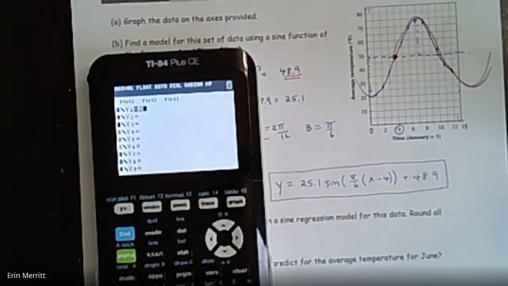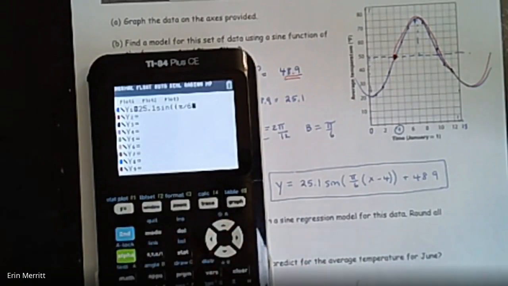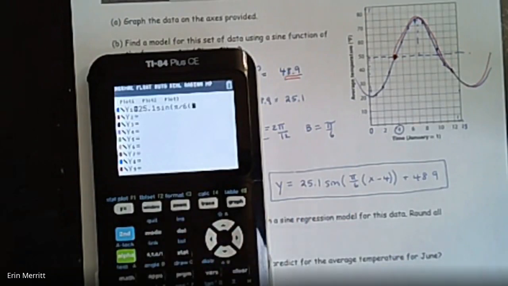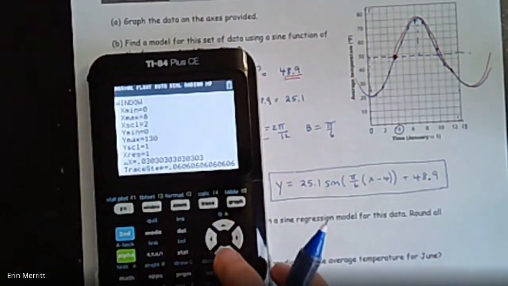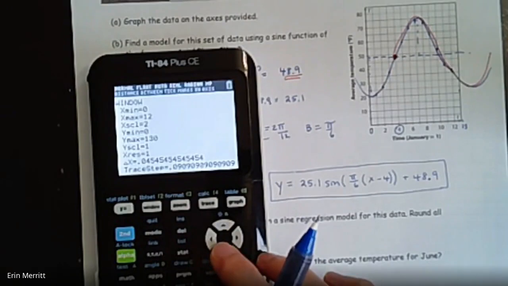All right. So let's type in 25.1, and then sine of pi over 6. Whoops, I think I got an extra parenthesis going on there. Let me get rid of that. Pi over 6. Now we can use a parenthesis. X minus 4. And then close that up. Plus 48.9. Make sure when you type it in, everything's typed in carefully. You should still be in radian mode. I'm going to switch my window before I graph it so that it goes from 0 to 12. You could make it go to like 13 or 14 if you want to see more. My scaling, you can stick with 1 or 2. It really doesn't matter.